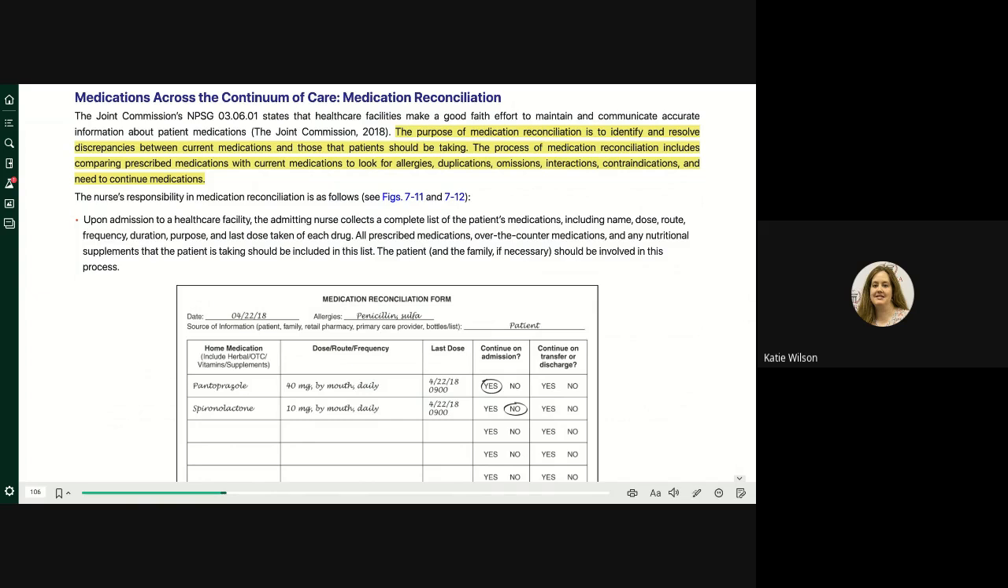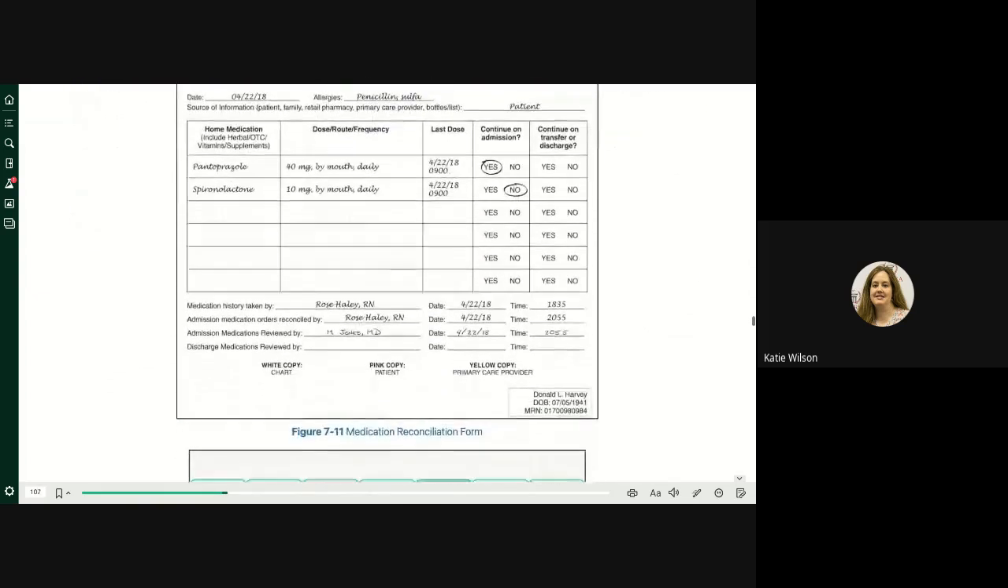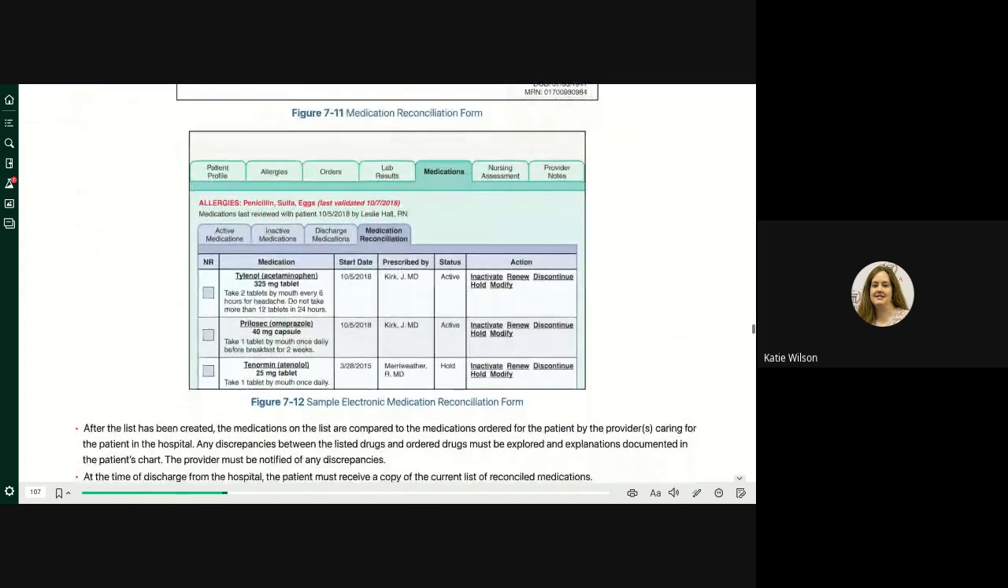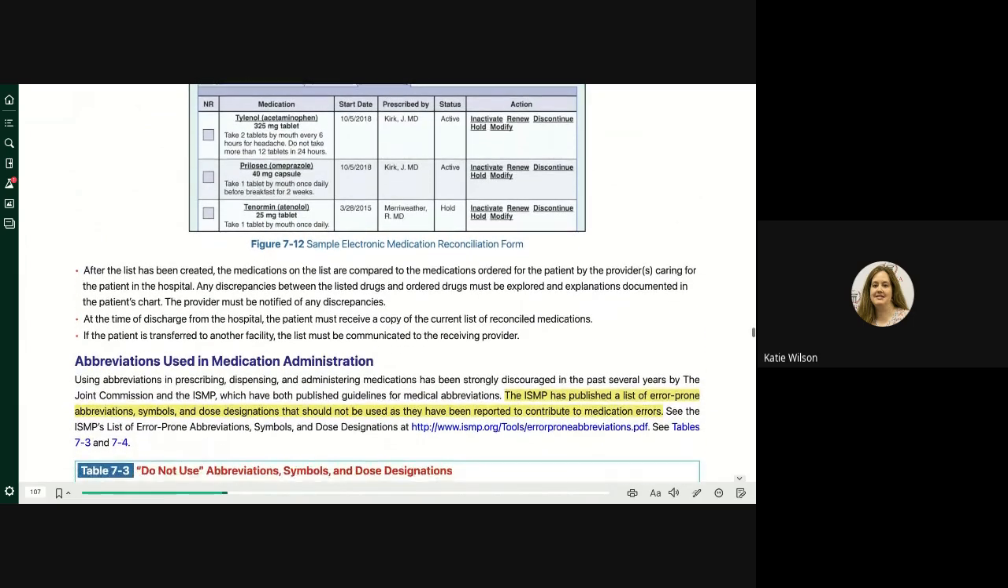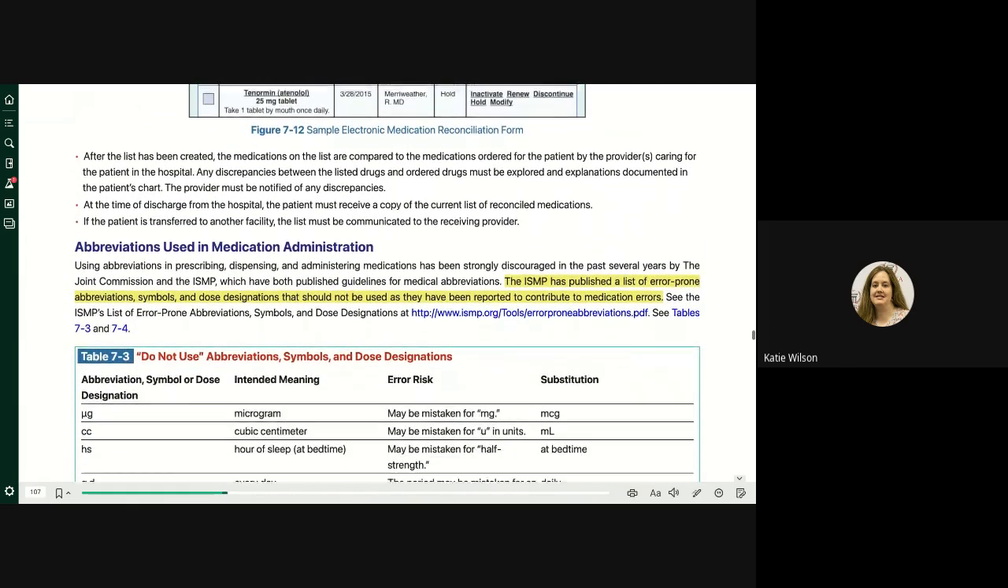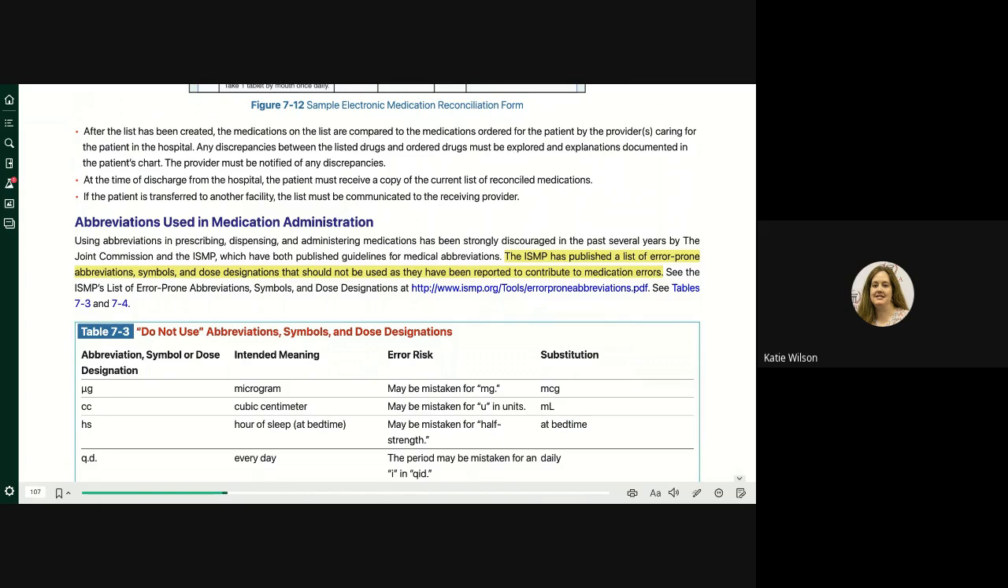So the nurse's responsibility are, when a patient's admitted, we complete a list of all of their medications, their home meds. It's going to be prescriptions, over the counters, any vitamins or supplements they take, everything that they take. And then throughout their hospitalization, they will double check those, to make sure there's orders by their provider that they're supposed to be getting those.